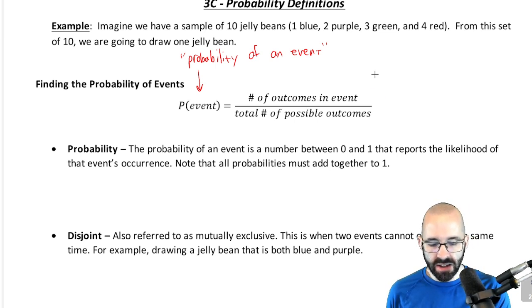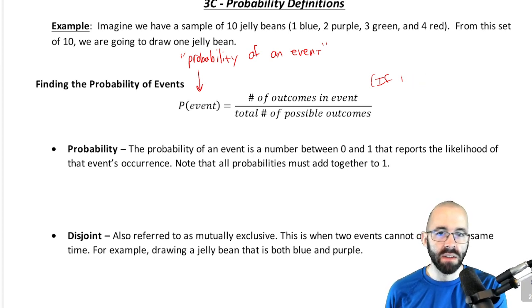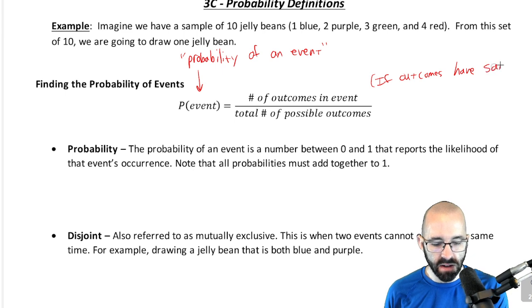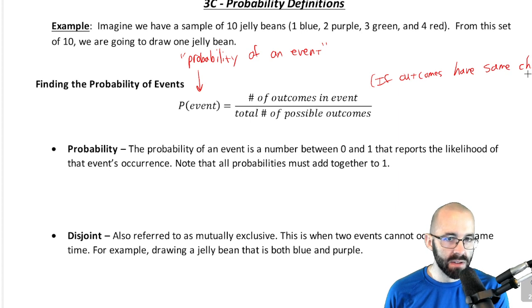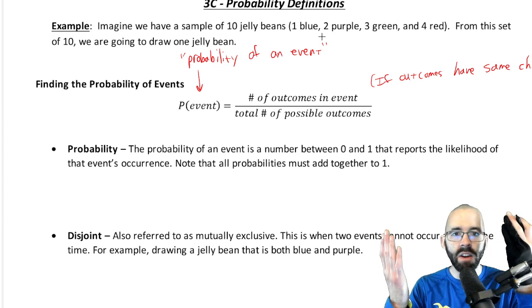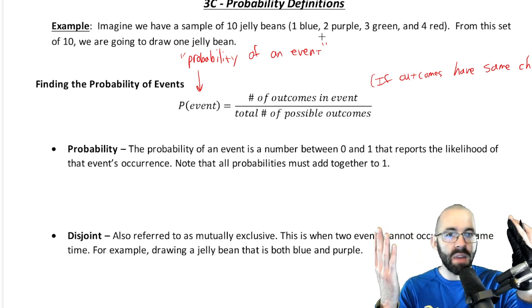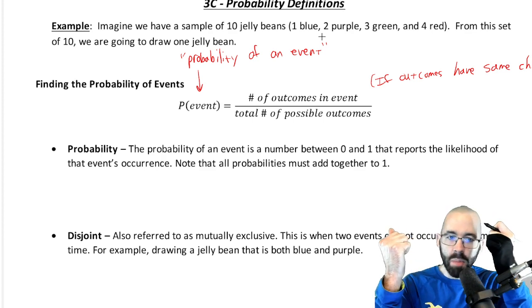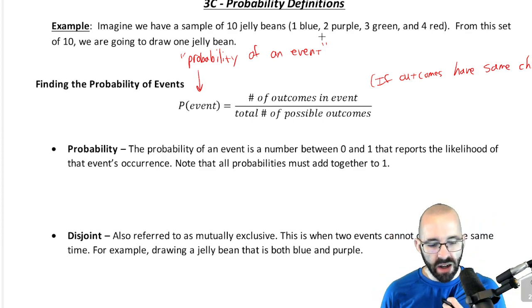So again, this is if outcomes all have the same chance. In the next unit, we'll talk about what happens if this is not the case. All right, so in this case, there's two different purple jelly beans. But for the purposes of our situation, if we're curious about what color we draw, we don't care if we draw this purple jelly bean or this purple jelly bean. The event of a purple jelly bean has two outcomes, this purple one and that purple. That's what they're kind of talking about here.